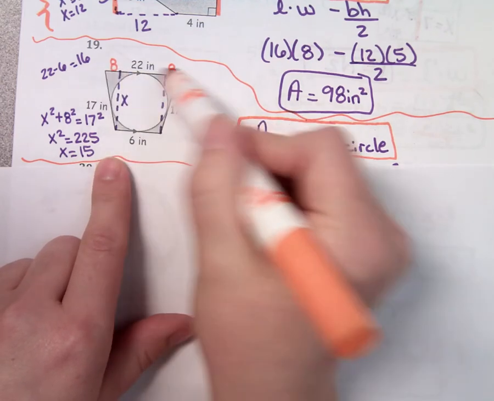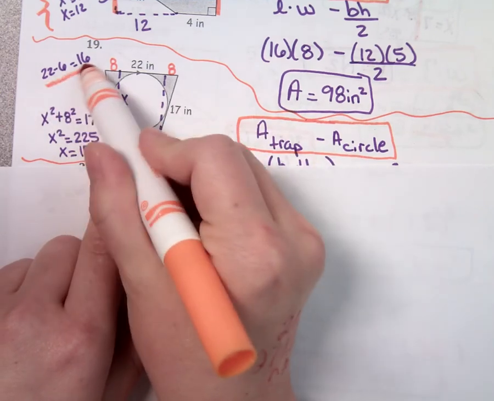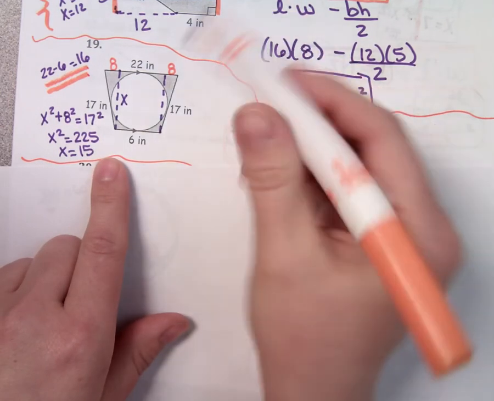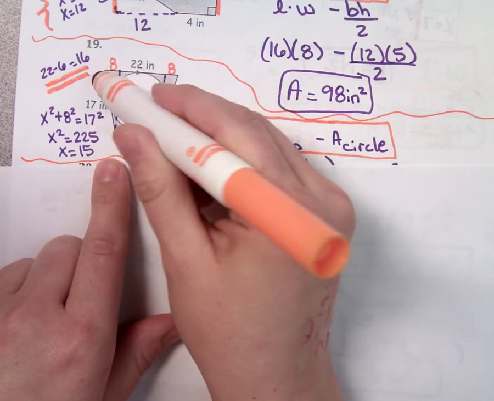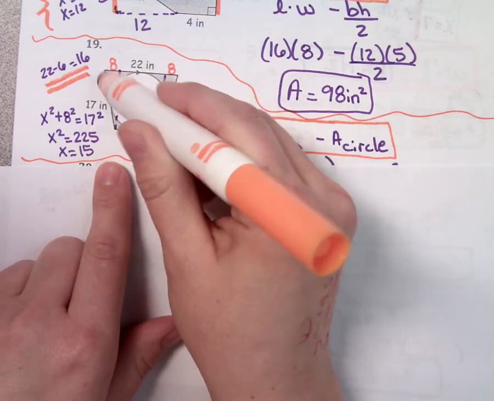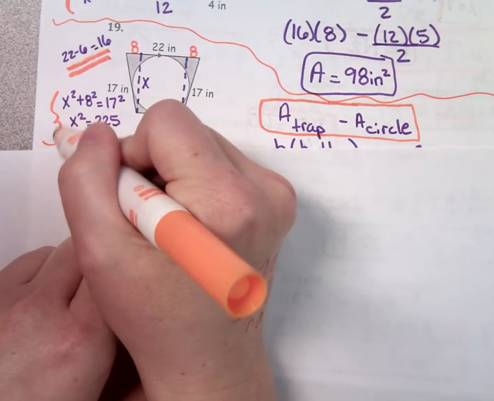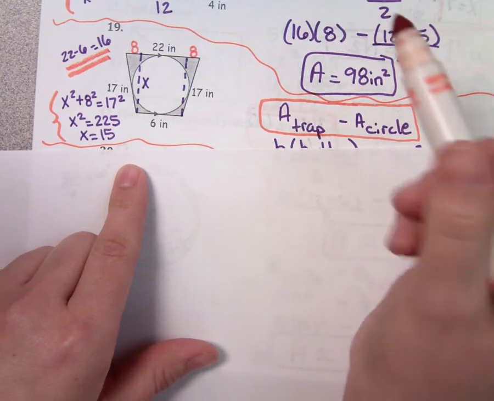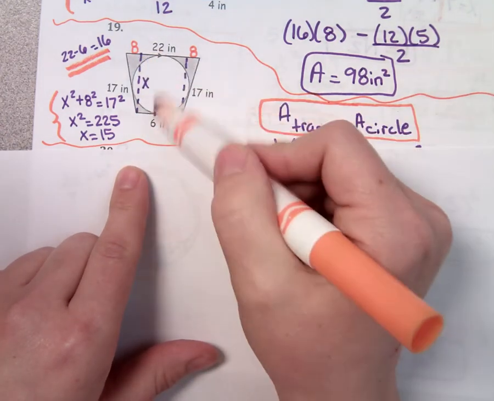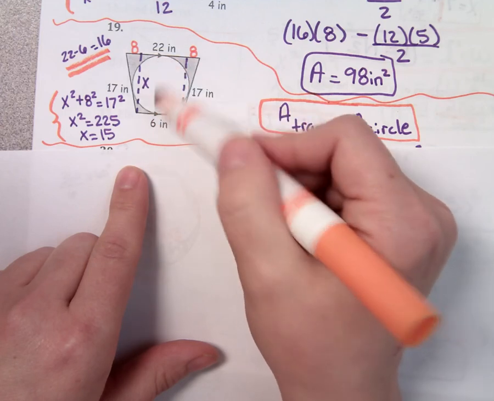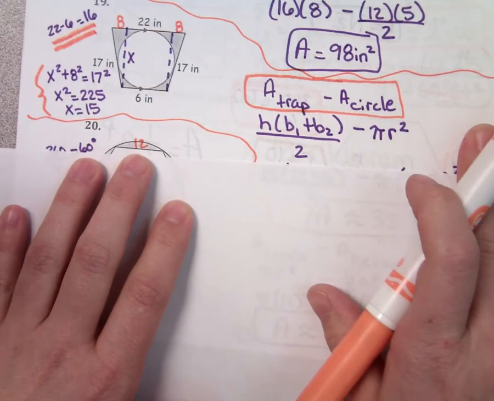I know all the way across here was 22, and I knew from here to here it was a 6. So I take 22 minus 6, and I get 16. And if each of those are the same, then each of those are 8. So then I just did Pythagorean theorem to figure out my x. And so here you see my Pythagorean theorem work. And so I found the height of my trapezoid to be 15, and that would also be the diameter of the circle. So here's my continued work over here.